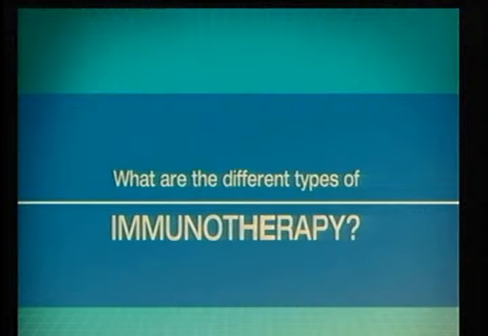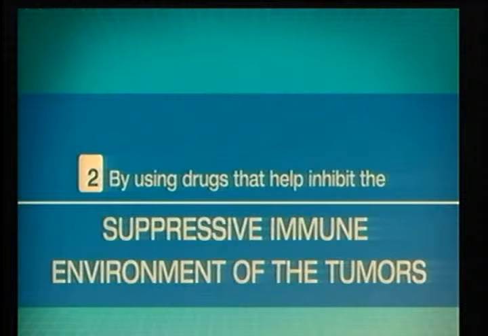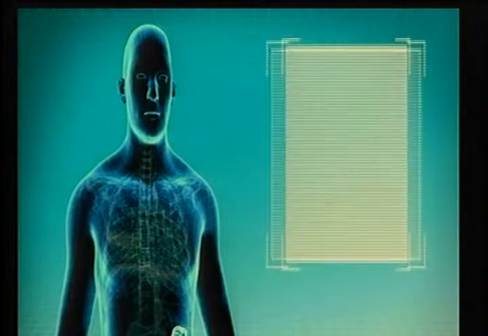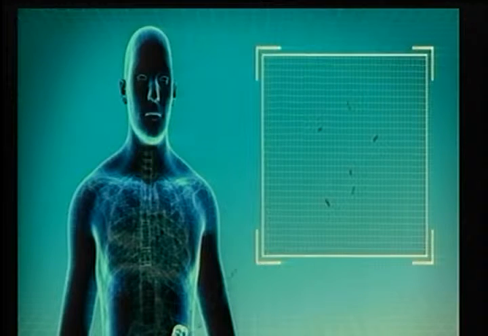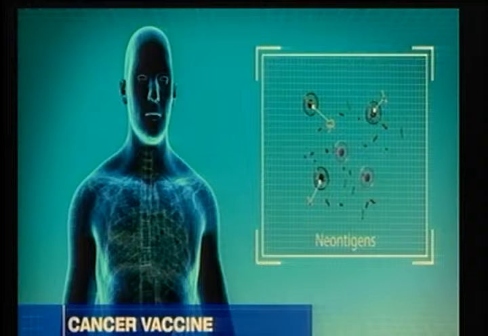Immunotherapy functions in two primary ways: by enhancing the immune system and making it stronger, and by using drugs that help inhibit the suppressive immune environment of the tumors. One enhancement method is to create vaccines. Foreign antigens can be identified by identifying mutated proteins in the tumor. These mutated proteins, called neoantigens, can be given as a cancer vaccine.